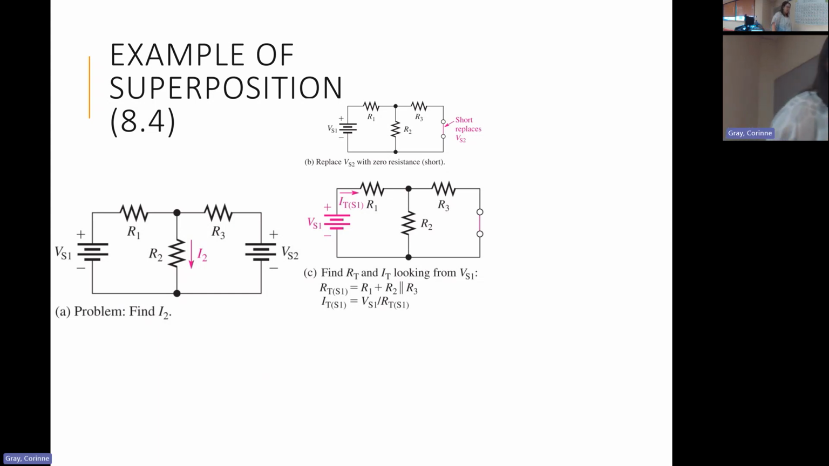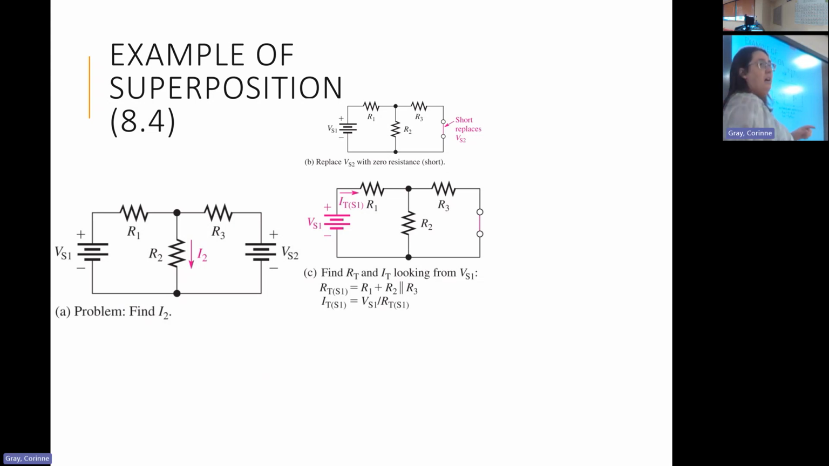So that is what these steps here are. Here we're finding our total resistance. 2 and 3 are in parallel. R1 here is in series with that. Find the total current that's coming out of this left battery.